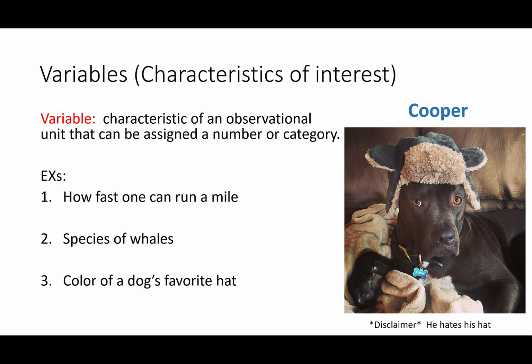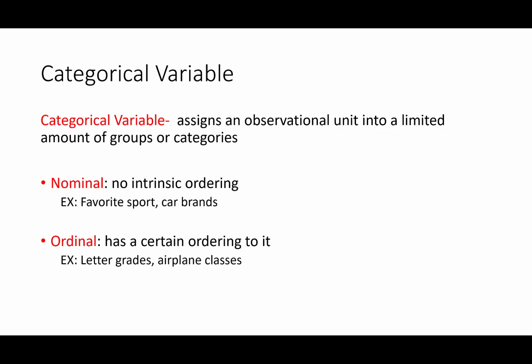The variable that we're going to cover first is what's called a categorical variable. This type of variable assigns an observational unit into a limited amount of groups or categories. Within categorical variables, there are two types. One is called nominal and another is called ordinal. Nominal means that there's no intrinsic ordering to that variable. Nominal, no ordering. Think of, for instance, favorite sports.